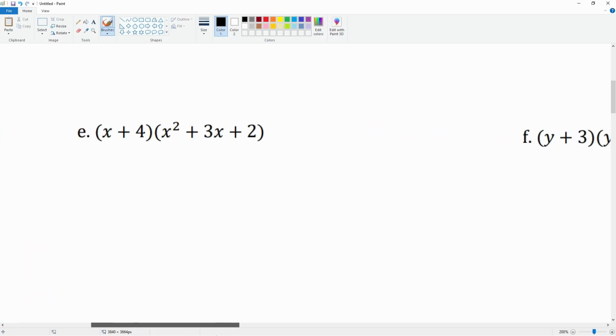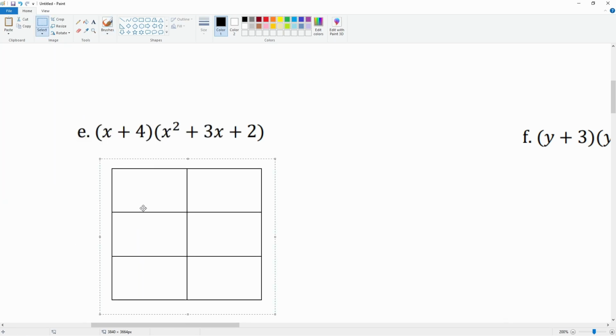Let's look at E here. We have 2 terms times 3 terms, so binomial times a trinomial. So it's a 2 by 3. Let's fill it in. This is going to be an x, and then this is going to be a plus 4. Then each row: x squared, plus 3x, and then plus 2.